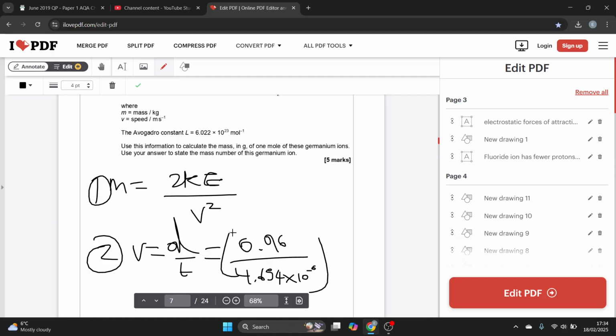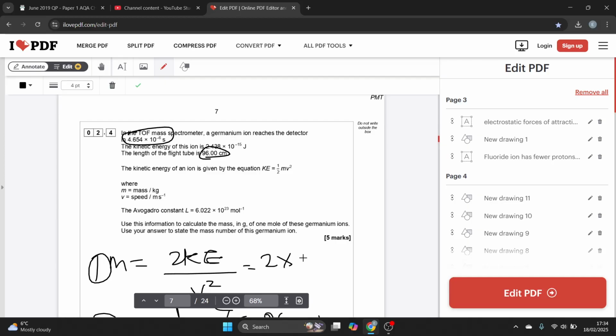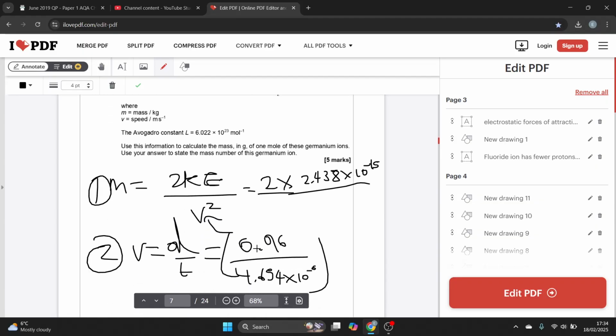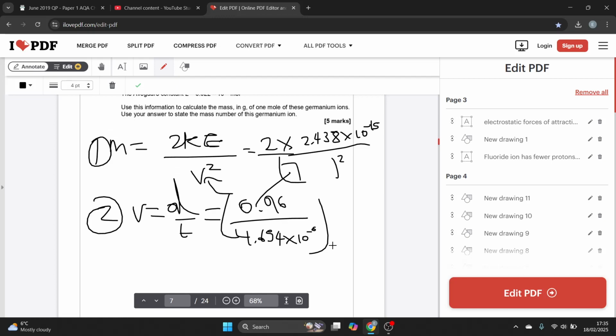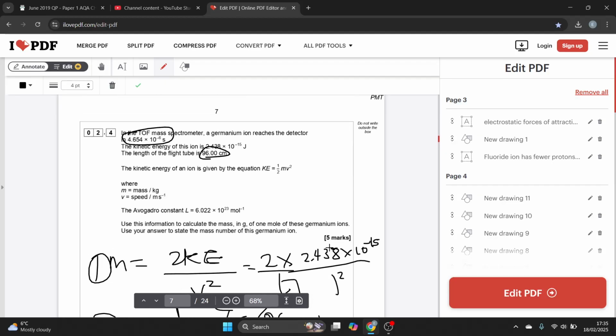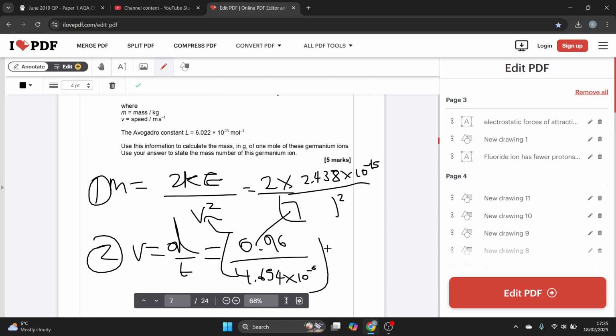And then that's the velocity, so I substitute in: 2 times 2.438 times 10 to the power minus 15 joules kinetic energy, divided by the velocity squared. No, that's time. So the velocity is 0.96 divided by the time, 4.654 times 10 to the power minus 6, and that's all of that squared.